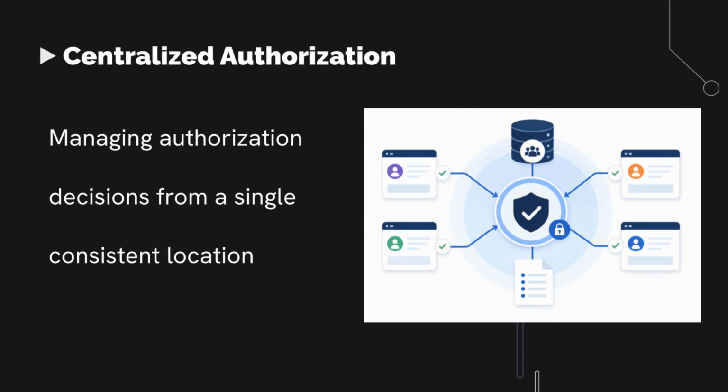Now let's talk about another important authorization design principle, centralized authorization. Centralized authorization means that access control decisions are enforced from a single consistent location rather than being scattered throughout the application. Instead of every developer writing their own authorization check inside controllers, services, or routes, the application uses a common authorization mechanism such as middleware policies or permission services.